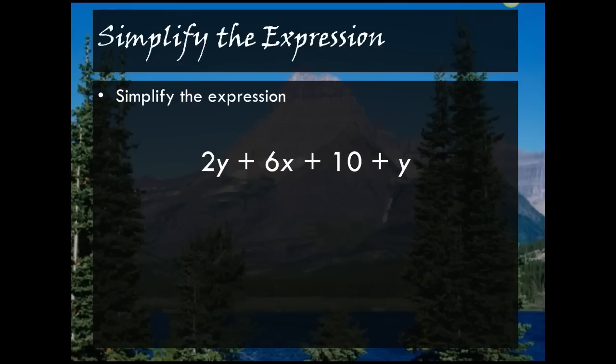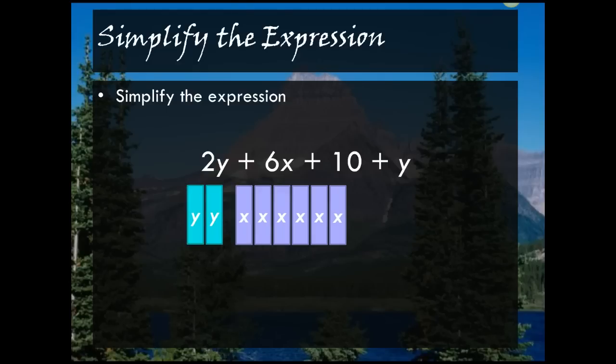Let's simplify 2y plus 6x plus 10 plus y. In this expression we have two different variables and we need to look for the like terms. This means we have 2y, we have 6x, we have a constant of 10, and we have 1y. The like terms in this expression are 2y and y. We can combine those two terms.